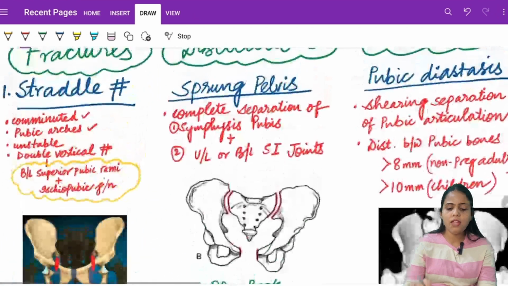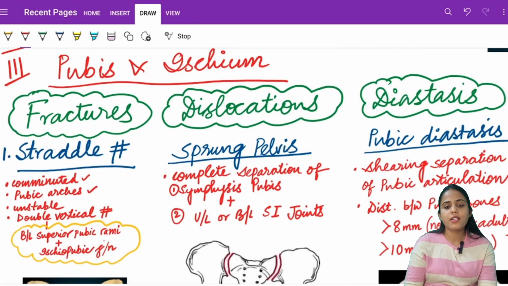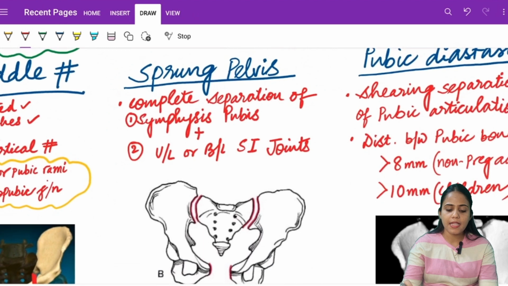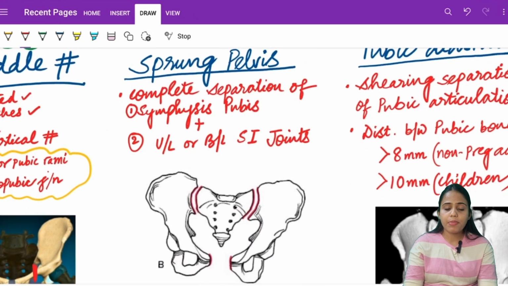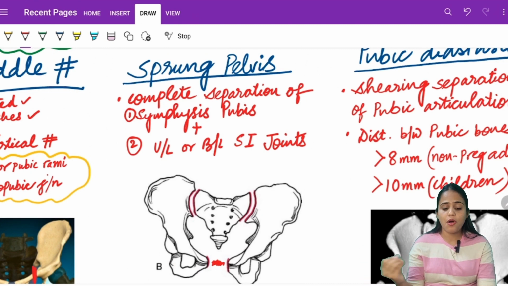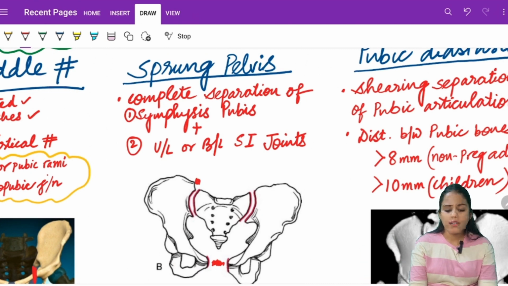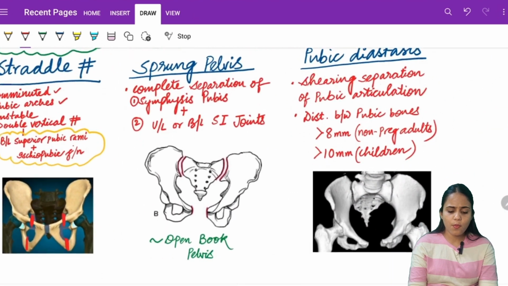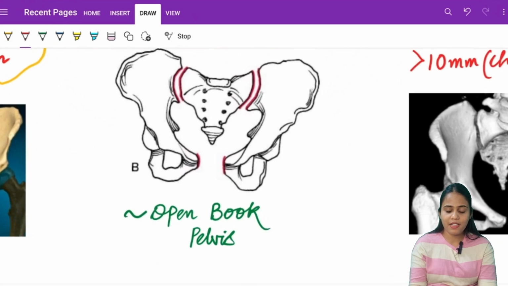Let's move on to the dislocations. A very important named dislocation is the sprung pelvis. What happens here, as you can see in the picture, is there is a complete separation of the symphysis pubis and complete separation of either unilateral or even bilateral SI joints. This is called the sprung pelvis. Because this looks like an open book, this is also named open book pelvis.